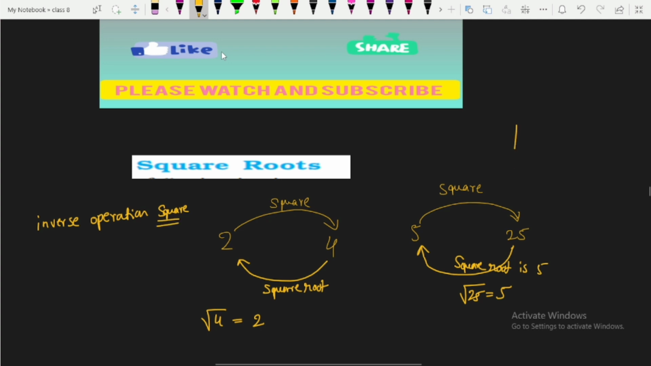For example, if a square has an area of 25, then what is its side? The side is 5. So if the area is 25, then its side is 5. That is the square root. The square root of 25 is 5. In this way you can understand what a square root is.